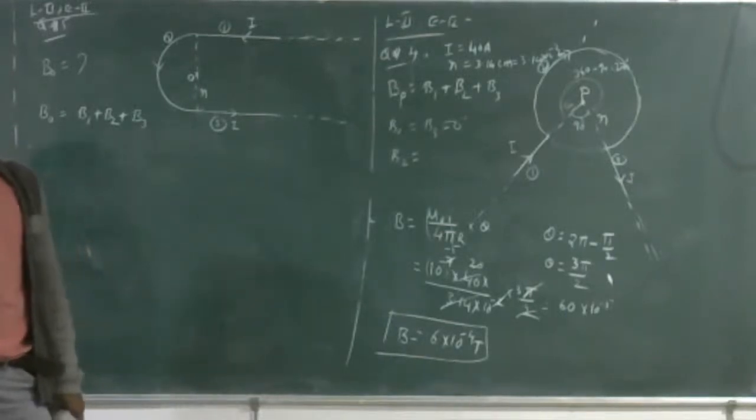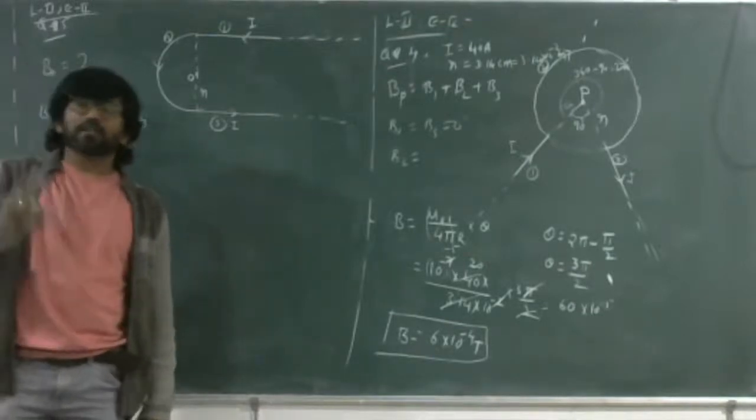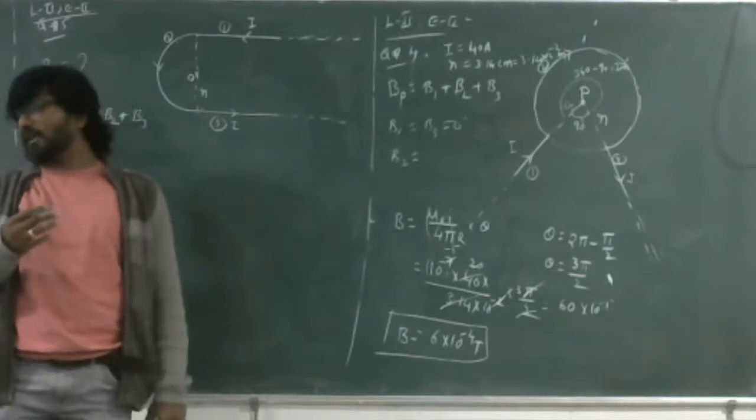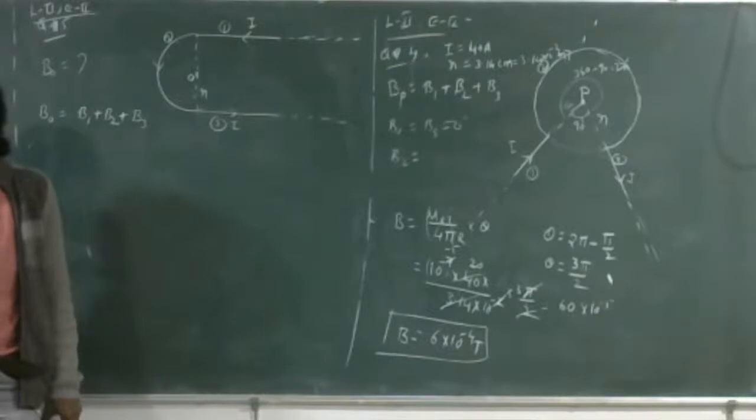In this kind of case, first try to observe the directions of the fields. Then try to get the total field. In some cases the fields will cancel, in some cases they may add up.